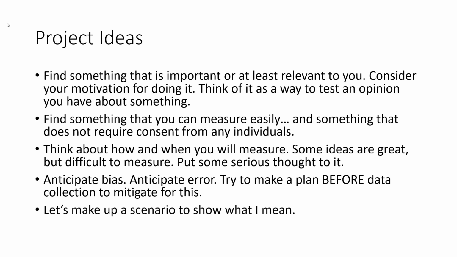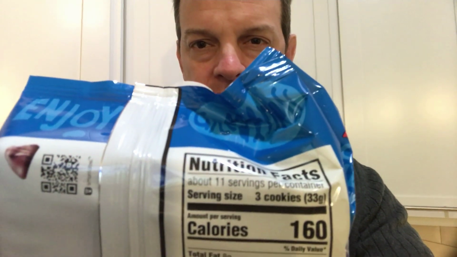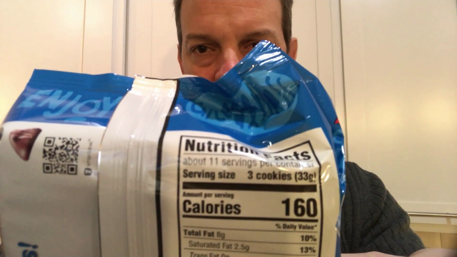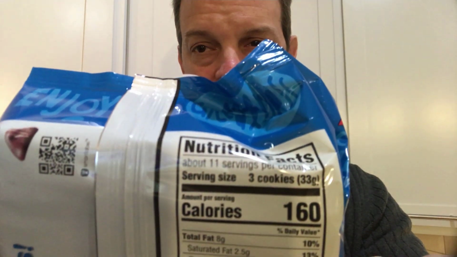So I've made up a little scenario here to show you what I mean. Alright, so for my little project here, I'm going to check out a label of these lovely Chips Ahoy cookies. If you look on the back of any package of food, it tells you that the serving size is 3 cookies, which is 33 grams. Let's just see if that's right.